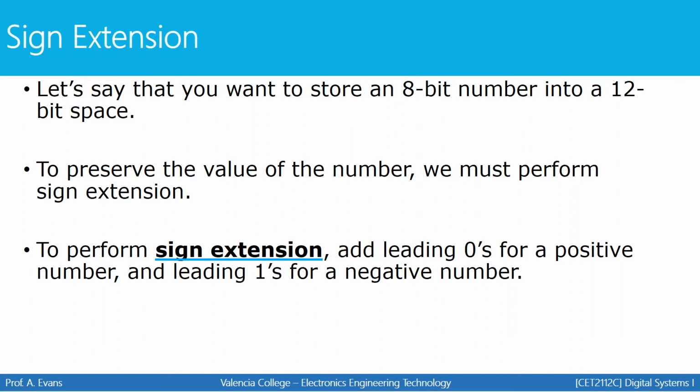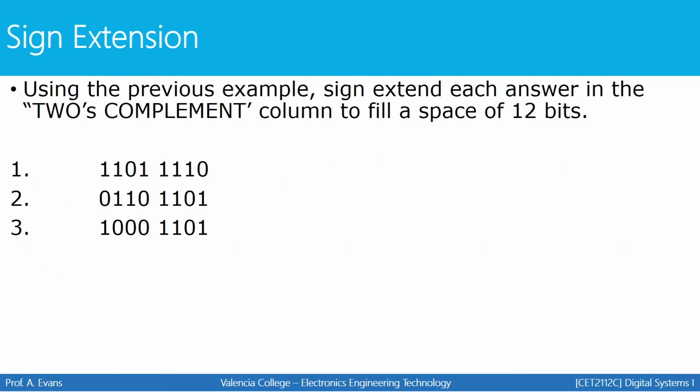To perform sign extension, you add leading zeros for a positive number and leading ones for a negative number. That just means you add zeros or ones to the front of the number based off of what the first digit is already. So using the previous example, we're going to sign extend each answer in the 2's complement column to fill a space of 12 bits.